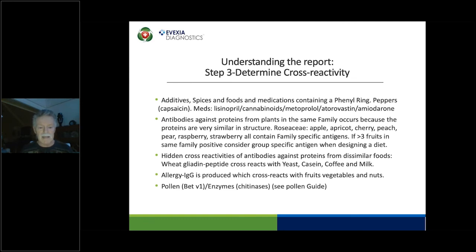And then lastly, in allergy, IgG is produced, which cross-reacts with fruits, vegetables, and nuts. So I mentioned that. So in IgE allergy, you also spin off IgG, which then can cross-react on the test and produce positives because they're cross-reacting with the pollen antigen. And then lastly, pollen, as I mentioned, and certain enzymes are the real culprits in IgE allergy, and you have sensitivities to those that then can cause cross-reactivities. So in the next slide.